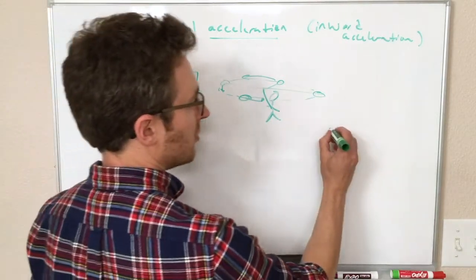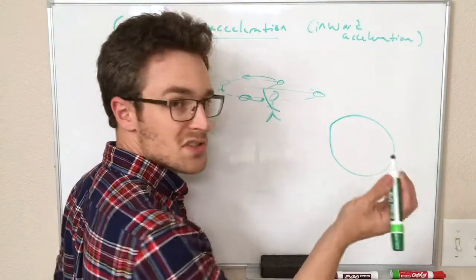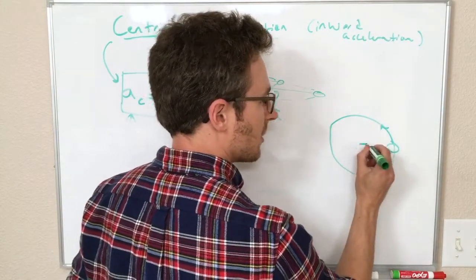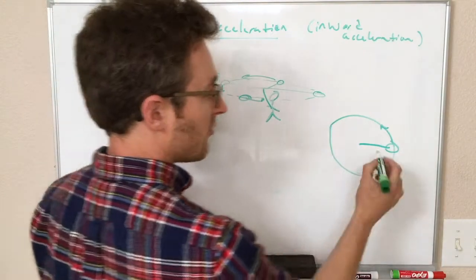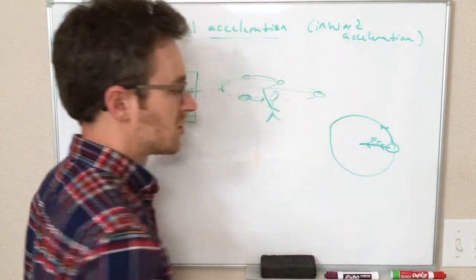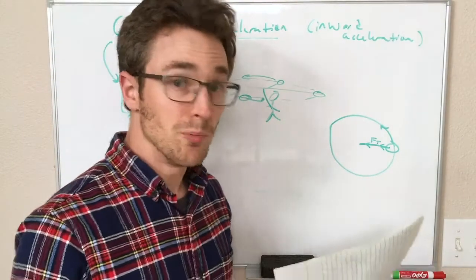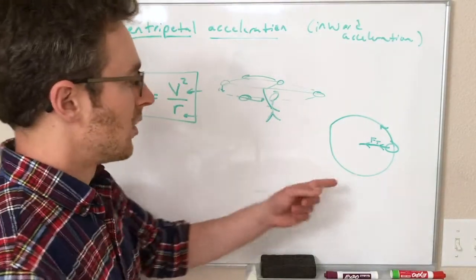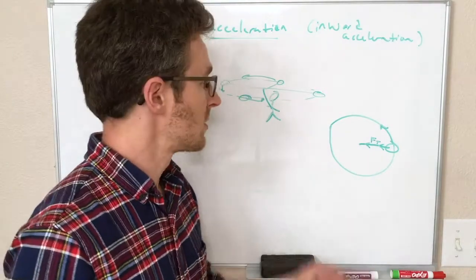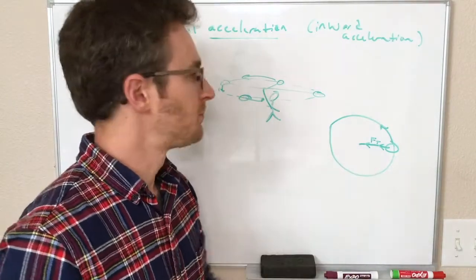Let me draw a top view of this. It looks pretty much the same as the car. Here's our ball going around the circle. There's a string attached to it, and the force of tension from the string is always pointing towards the center because strings can only pull. And so in this case, our centripetal acceleration is due to a centripetal force that is tension.